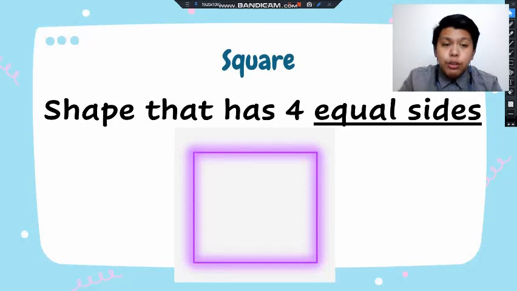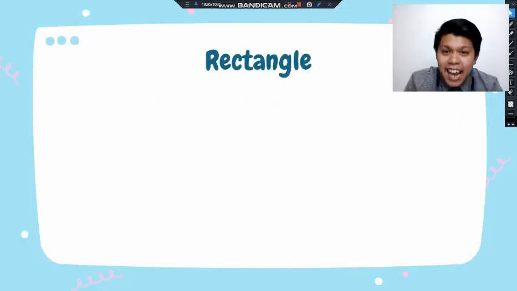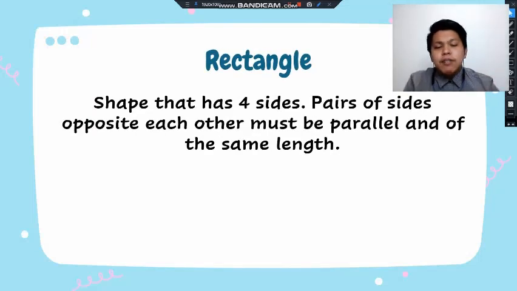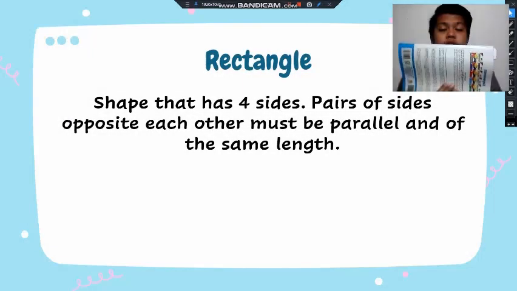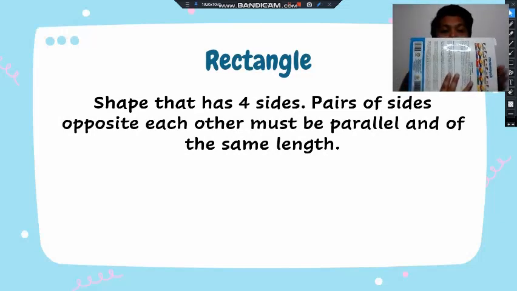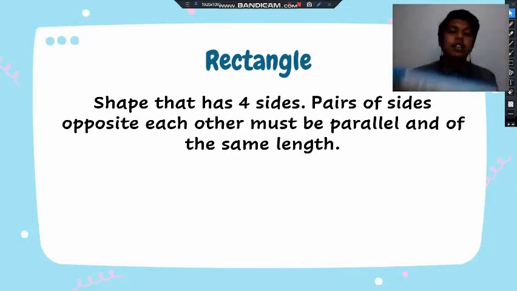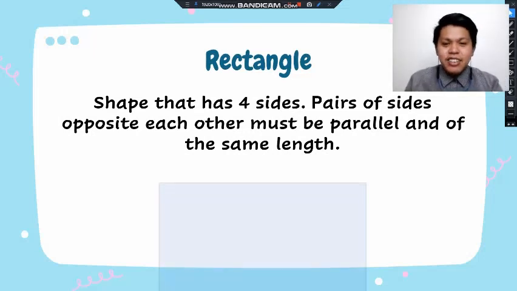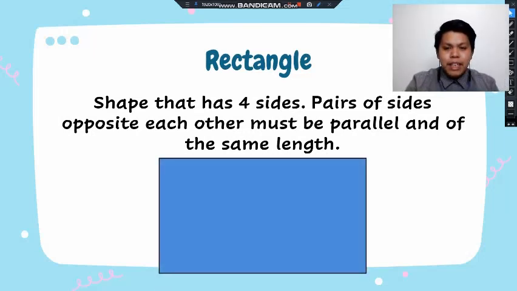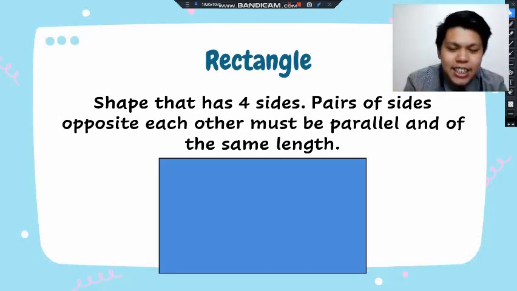Now, there is another four-side shape, which is what we call rectangle. Now, this shape has 4 sides, but the pairs of the sides opposite to each other are parallel and have the same length. So if you see length, same length on the opposite side. Here is the example. They are not equal. One is longer, one is shorter. So that is a rectangle.